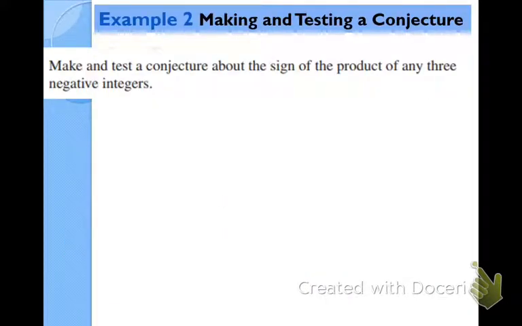All right, we're going to make and test a conjecture. Here are the next examples. I want you to take out a highlighter. A highlighter.